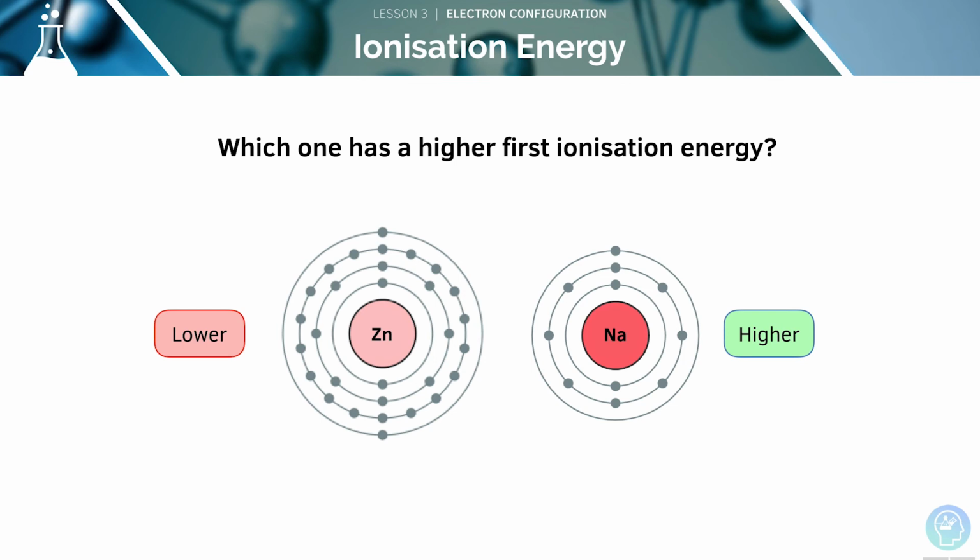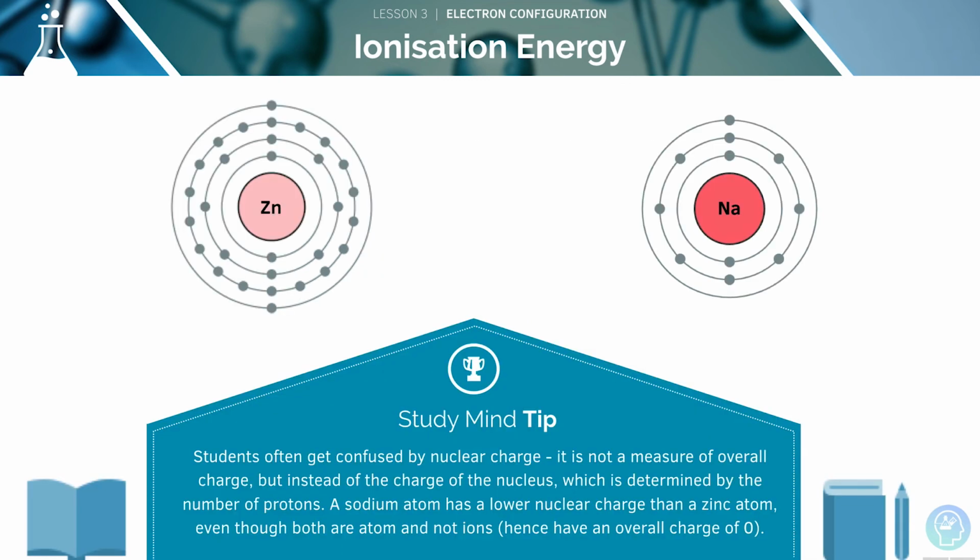Zinc has a higher atomic radius and more inner shells than sodium, so has a lower ionization energy. This is despite the fact that zinc has more protons in its nucleus than sodium, so there is a greater nuclear charge. The first 2 factors, however, will override the nuclear charge.